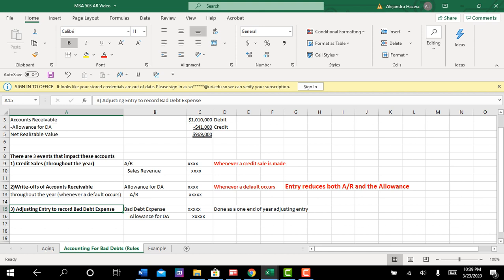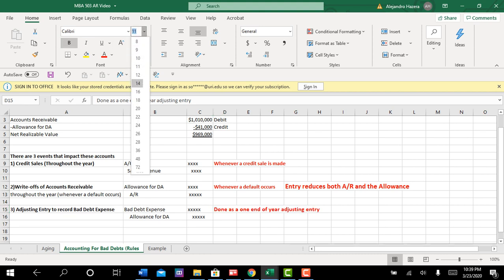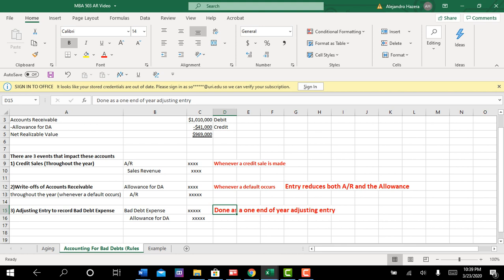We only do it once a year. Whereas we do these first 2 entries whenever we have a credit sale for number 1 and whenever we have a default for number 2, so we do those throughout the year. The last entry, I can't emphasize enough, is only done one time per year. It's a year-end adjusting entry. You only do it one time every year.